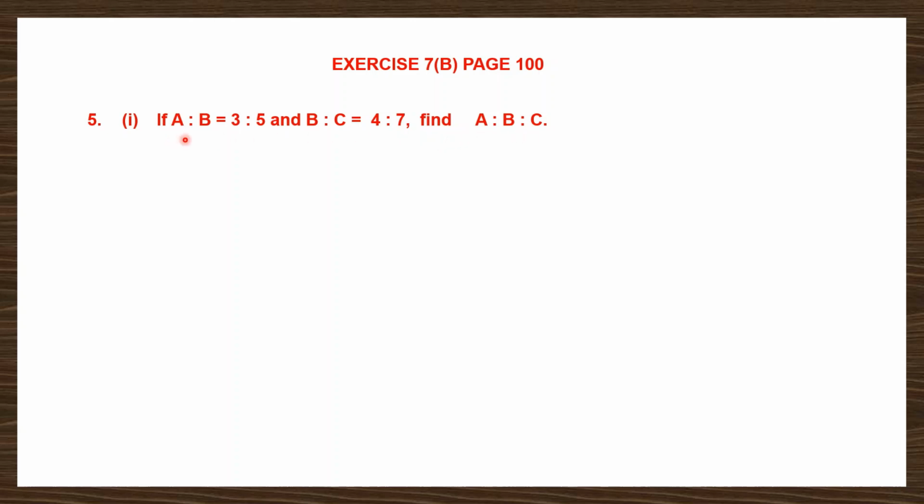Okay, so what is given to us? A is to B is 3 is to 5. Let's write it down. And B is to C is 4 is to 7. Now we are asked to find A is to B is to C.